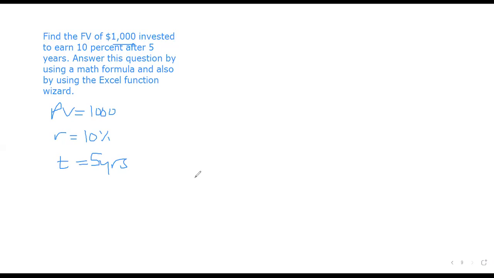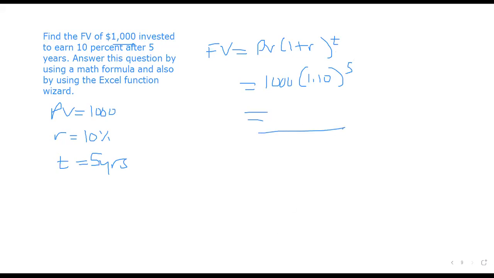How to calculate the future value? I've explained that. What's the formula for future value? The future value is equal to present value, open bracket 1 plus r, to the power t. So what's our present value in this case? 1,000. The rate is 10%, and the time is 5 years. So when you compute that, what are you getting?